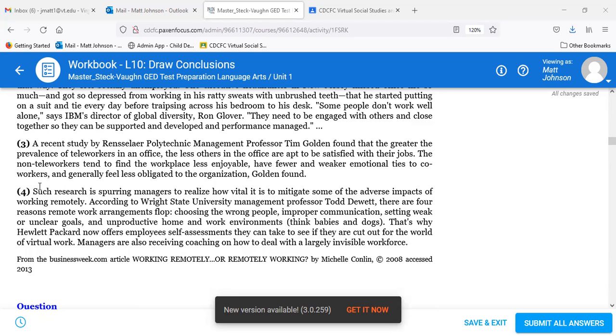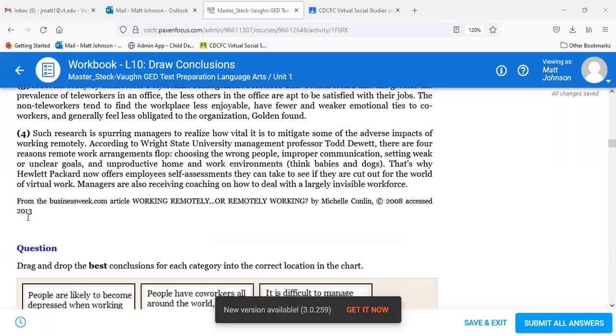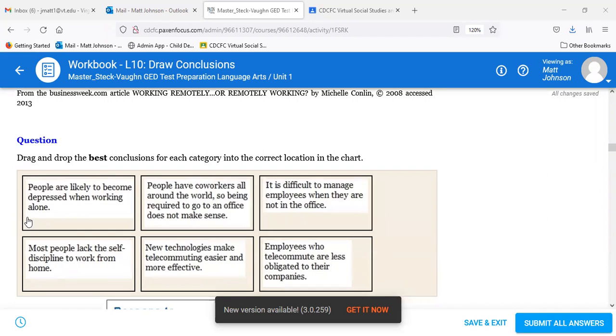So Michelle Conlin, 2008. So yeah, this whole idea of working remotely has been going on for quite a while now. And of course, I'm taking advantage of working remotely. You're taking advantage of learning remotely.